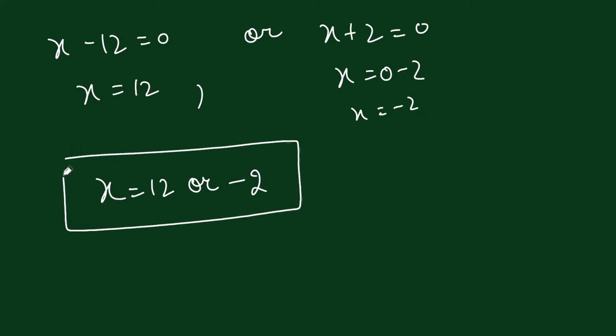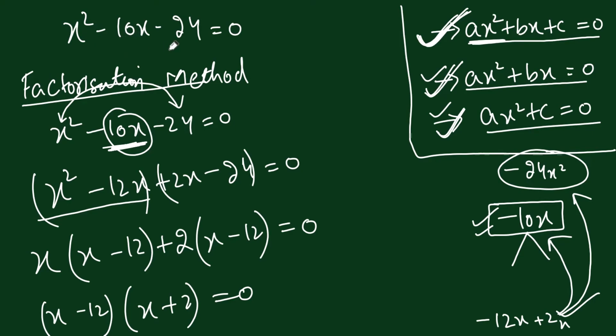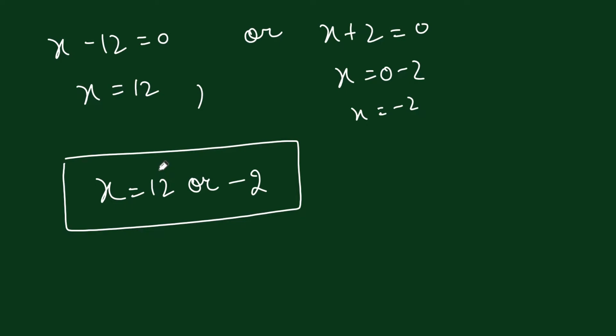So you got two roots for the given quadratic equation, which was x square minus 10x minus 24 is equal to 0. Two values, two roots are 12 and minus 2. You can call x has two values, 12 and minus 2. Every quadratic equation will have two values of x, which are called roots of the quadratic equation.